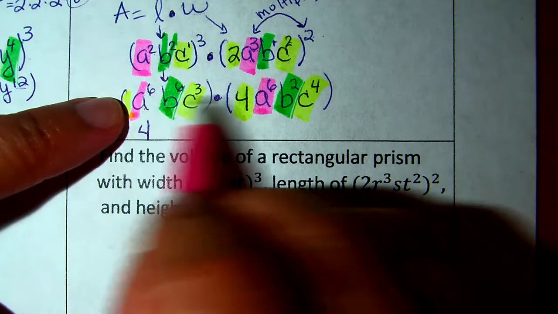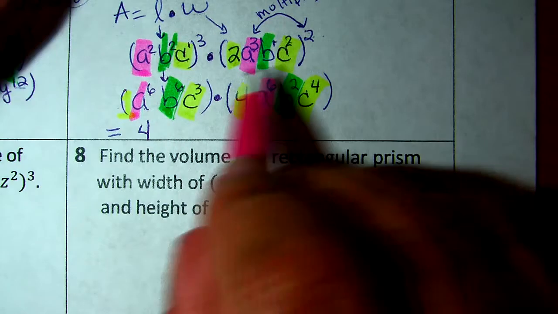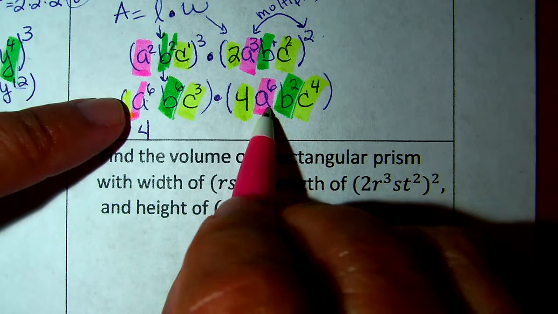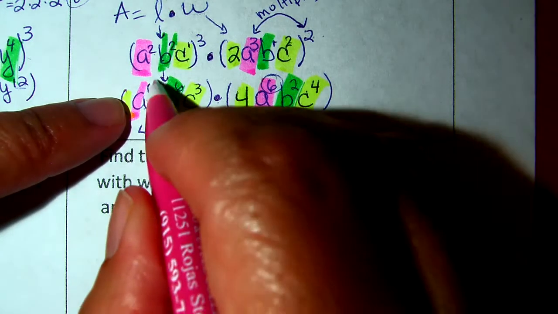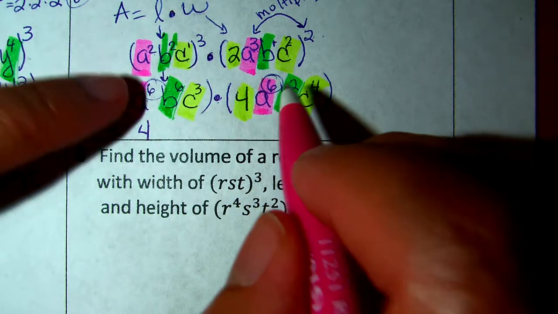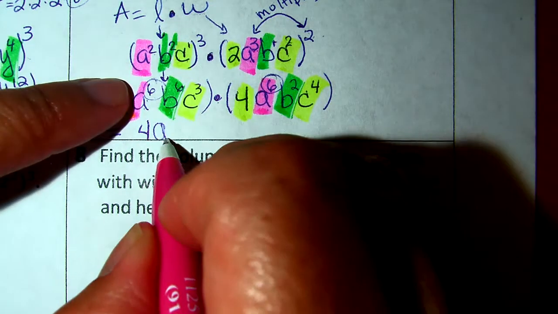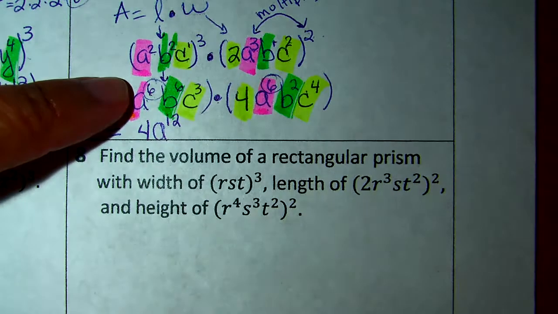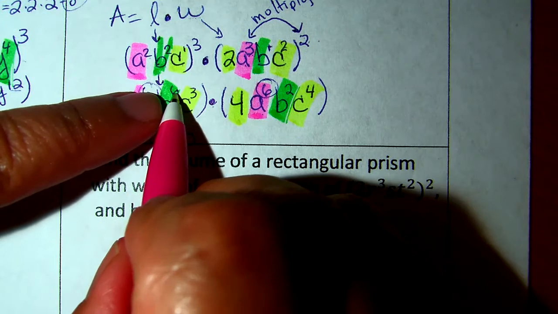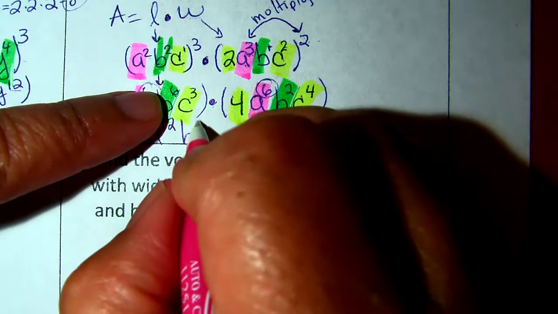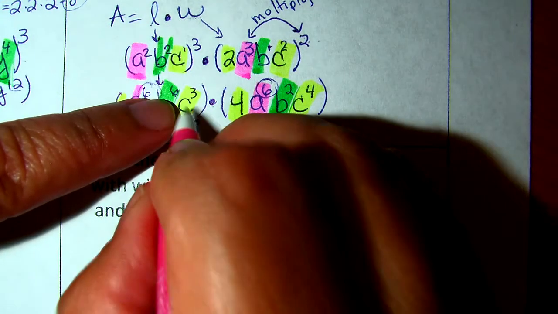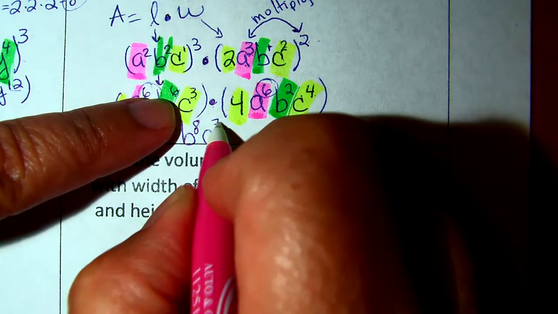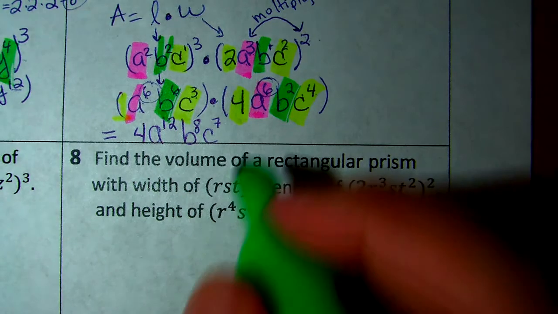For the A, now let's move on to the letters that have exponents. A to the power of 6 times A to the power of 6. What do we do with the exponents? When you multiply, you add the exponents. So it's going to be A to the power of 6 plus 6, 12. For the B, 6 plus 2, 8. C, 3 plus 4, 7. And this is your answer right here.